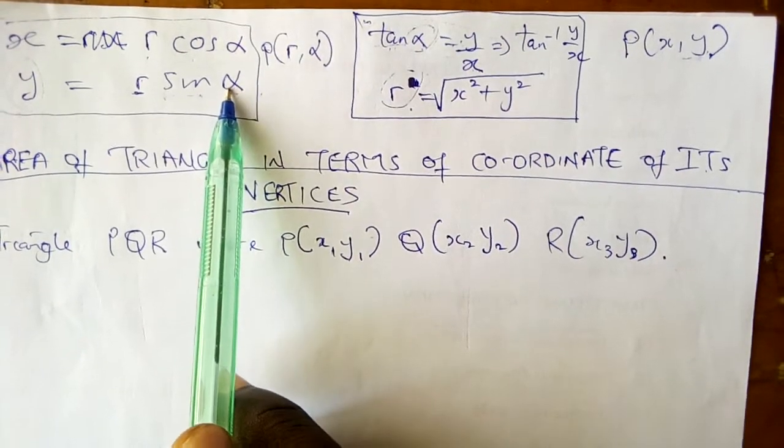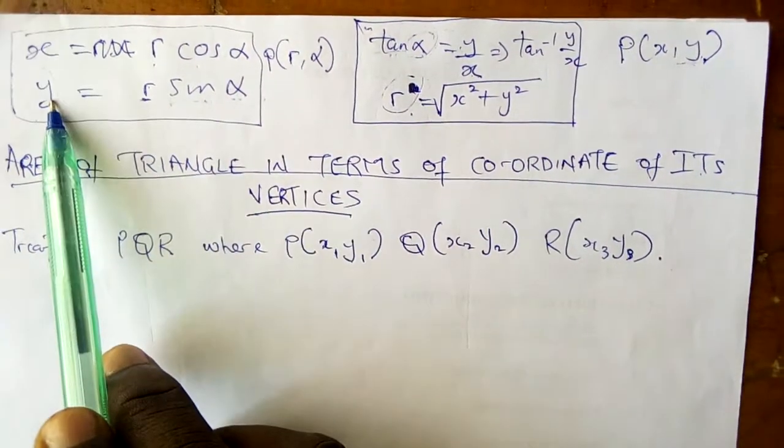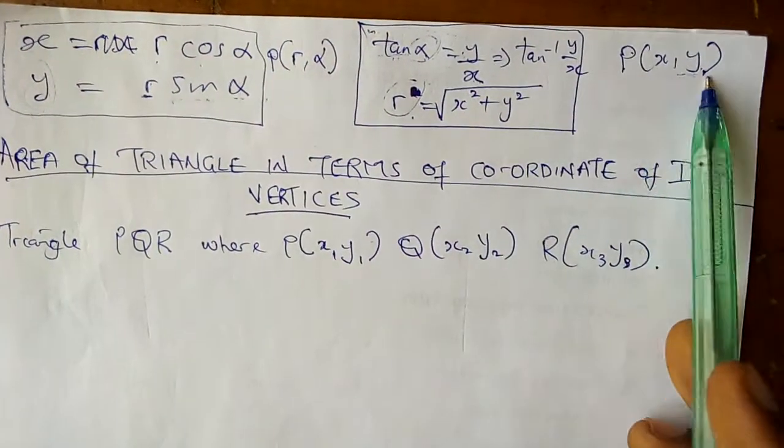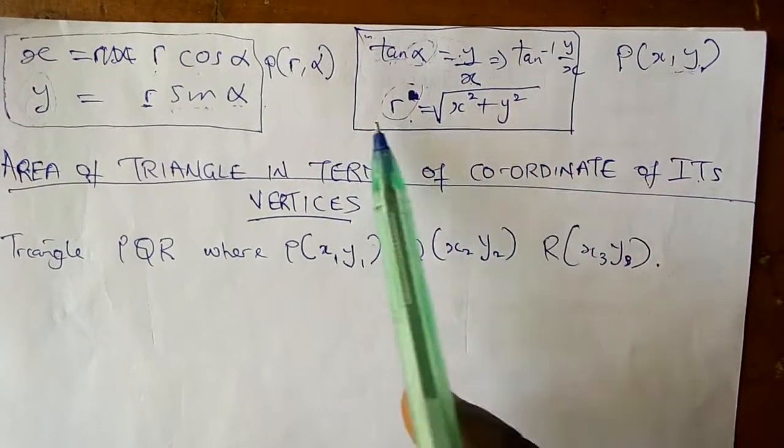So the angle and the r have been given to you, then you punch your calculator and you get your value for y. So that means you have changed from polar to Cartesian, and this formula will help you to change from Cartesian to polar.